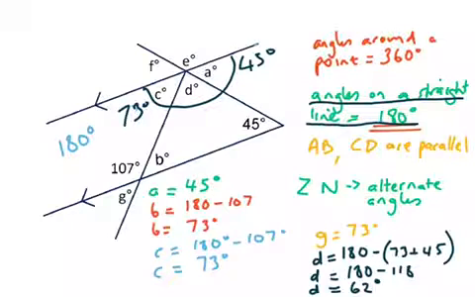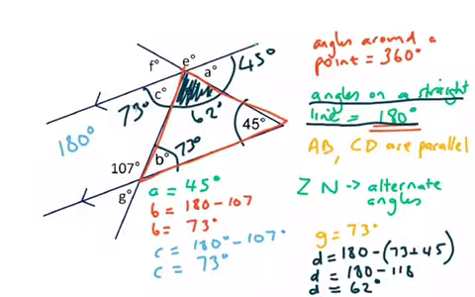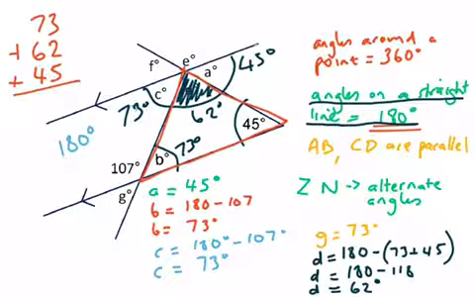Now we can test that again, because we've just said that D equals 62 degrees. Now let's check if that's correct. So we know that B is 73 degrees, and we know that this one is 45 degrees, and we know that the angles in a triangle always add up to 180. So if we do 73 plus 62 plus 45, we should get 180. So 3 plus 2 plus 5 gives us 10. 7 plus 6 is 13, plus the 4 is 17, plus the 1 is 18, so 180 degrees.